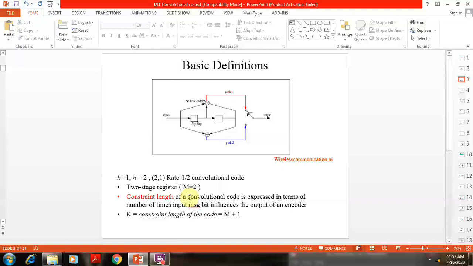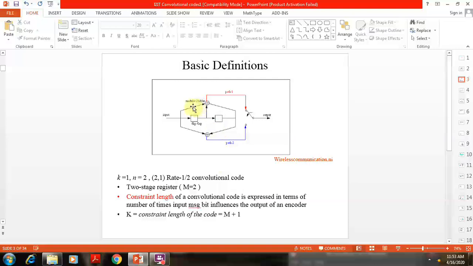Now the constraint length of a convolutional encoder is actually the number of times your input bit influences the output. Right? Again I repeat the definition: the number of times your input bit has contribution in producing the output, the number of times it influences the output.